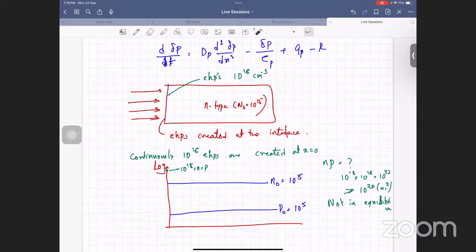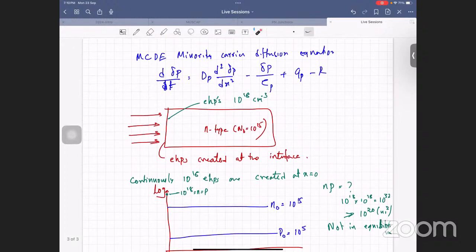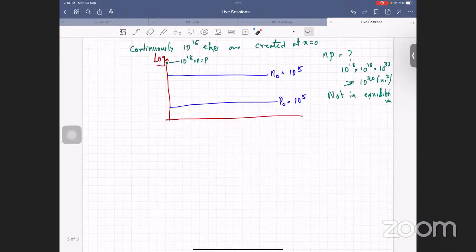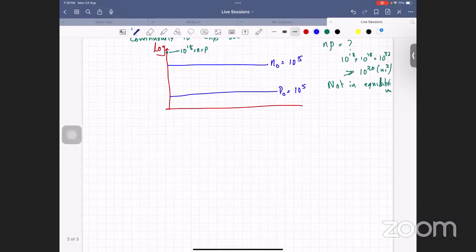Now, if you have such a scenario, let's assume that there is no time dependence, so this term goes to 0. Also, inside the semiconductor there is no generation. So basically your minority carrier diffusion equation becomes D p d square delta p by dx square equal to delta p divided by tau p.